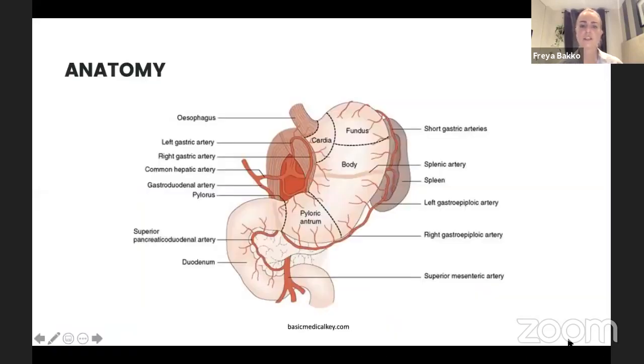So let's just quickly go through the anatomy of the stomach. The stomach starts at the end of the esophagus, and it's comprised of the cardia, the fundus, the body, and the pyloric antrum. Then under the body, you have the greater curvature and then the lesser curvature between the cardia and the antrum. It's supplied by the left gastric artery and right gastric artery superiorly, and then the left gastroepiploic artery and the right gastroepiploic artery inferiorly.